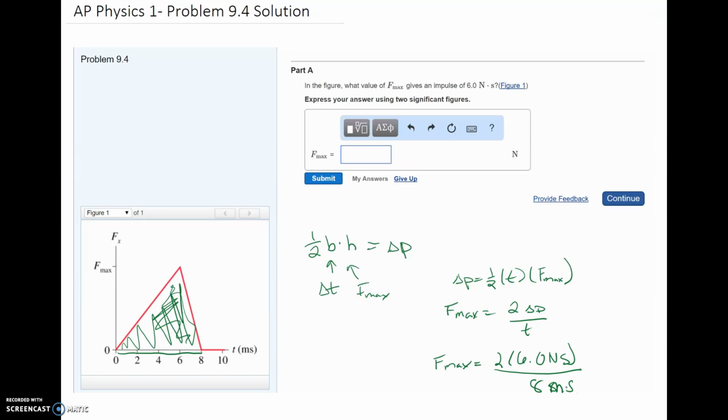All right. However, we don't want milliseconds. We do need to go ahead and convert that to seconds. Milli, as you know, is times 10 to the negative 3 seconds. So I'm going to go ahead and replace that milli with times 10 to the negative 3 seconds. Once I do that, I plug it into my calculator, and I do get 1,500 newtons. And that is your answer.